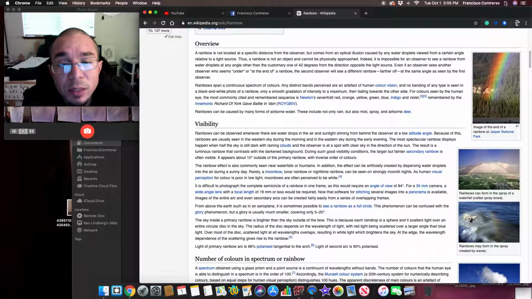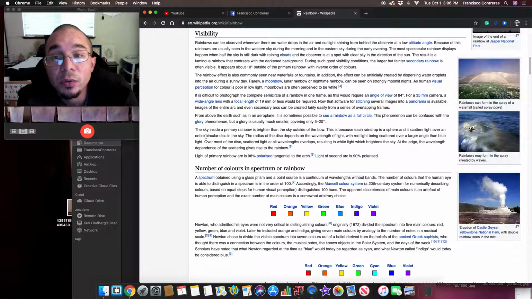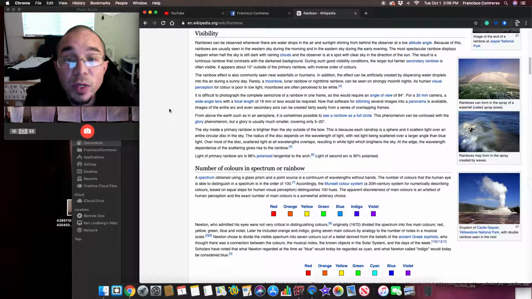Rainbows can be caused by many forms of airborne water. These include not only rain, but also mist, spray, and airborne dew. Visibility. Rainbows can be observed whenever there are water droplets in the air and sunlight shining from behind the observer at a low altitude angle. Because of this, rainbows are usually seen in the western sky during the morning and in the eastern sky during the early evening.